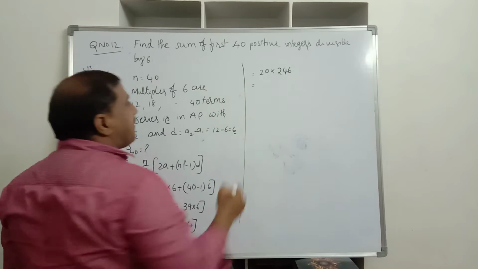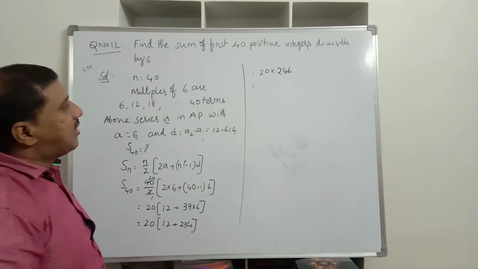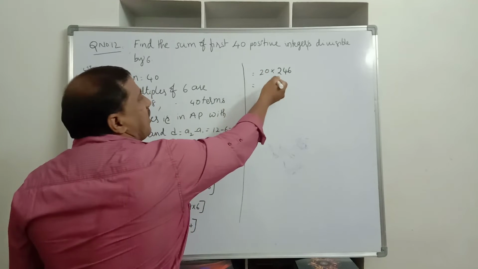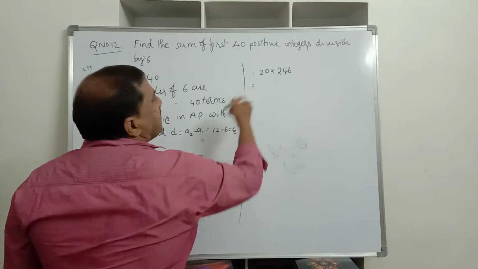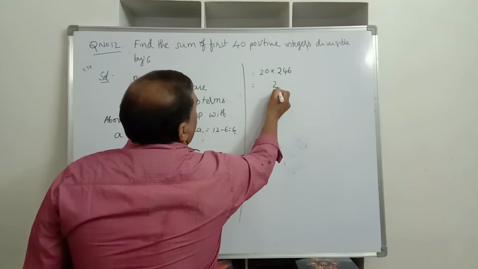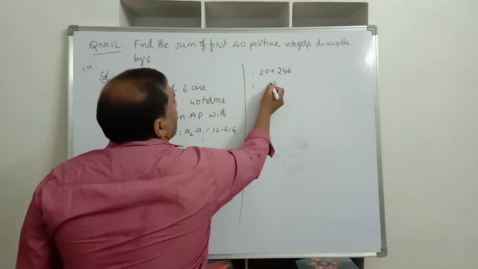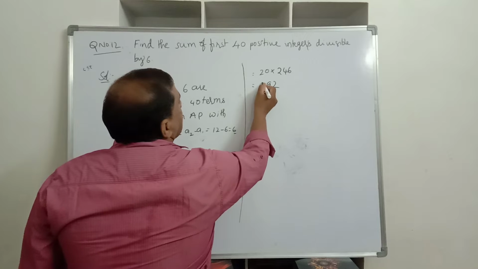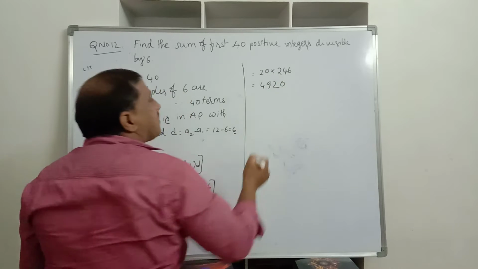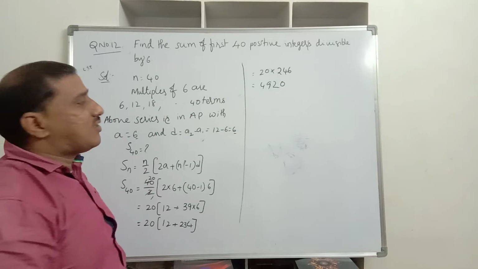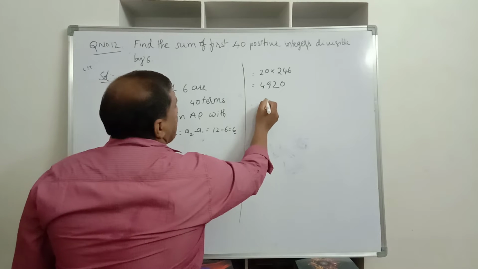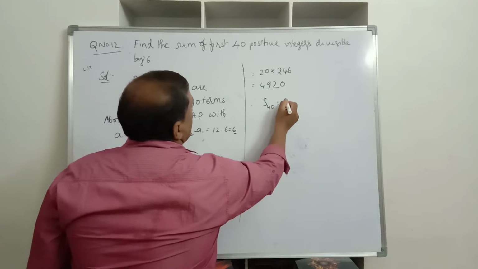Now multiply 246 with 20. Multiplying with 20 means multiply with 2 and then keep 0. 2 sixes are 12. 2 fours are 8, plus 1 is 9. 2 twos are 4, and keep 0. That is 4920. Therefore, S40 is equal to how much?